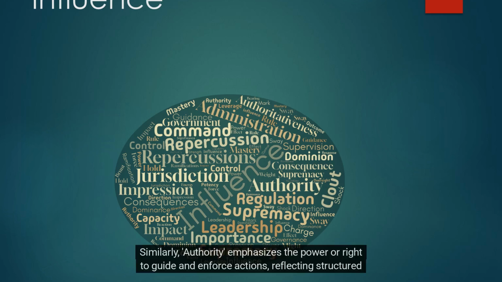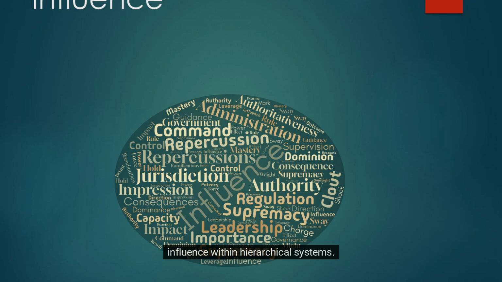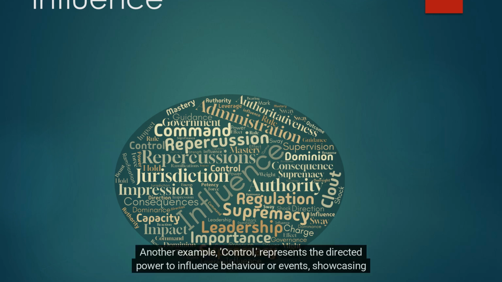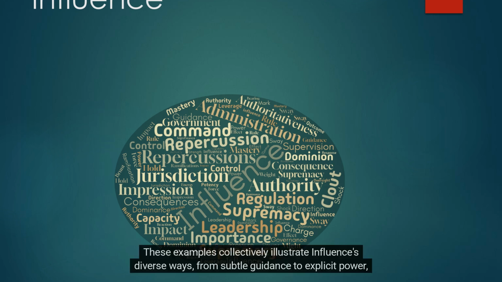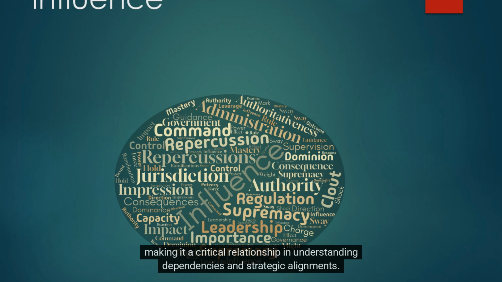Similarly, authority emphasizes the power or right to guide and enforce actions, reflecting structured influence within hierarchical systems. Another example, control, represents the directed power to influence behavior or events, showcasing deliberate and focused influence. These examples collectively illustrate influence's diverse ways, from subtle guidance to explicit power, making it a critical relationship in understanding dependencies and strategic alignments.